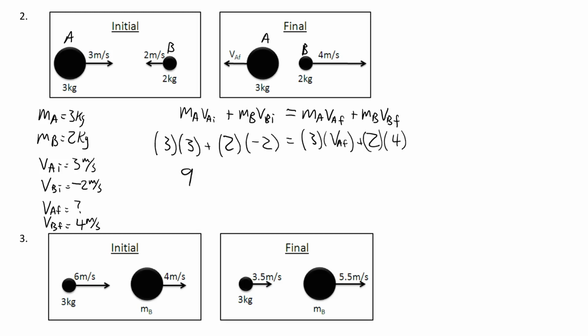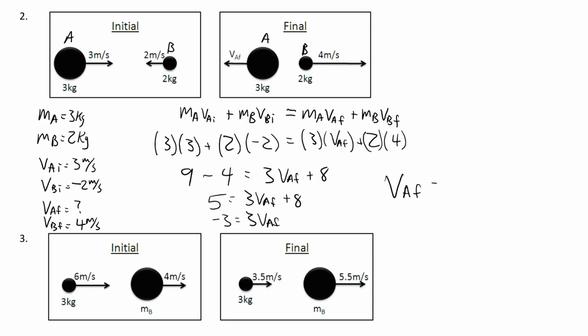Do some math. This is 9 minus 4 equals 3 VAF plus 8. So 5 is equal to 3 VAF plus 8. Subtract 8 from both sides. So you have -3 is equal to 3 VAF. So the velocity of A after the collision is -1 meters per second. And your diagram shows that.